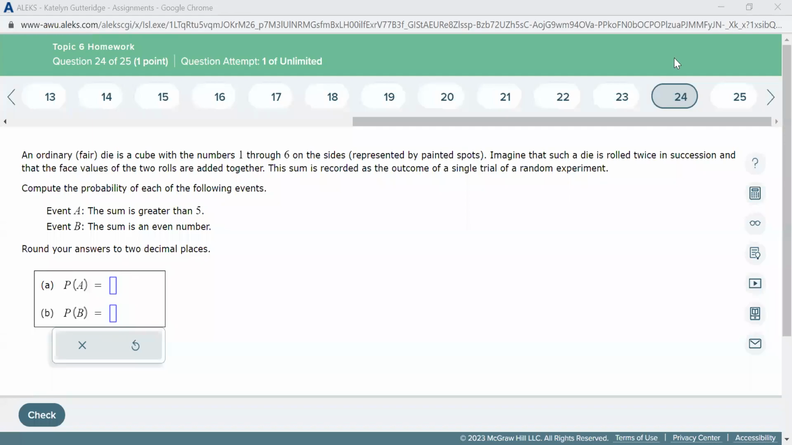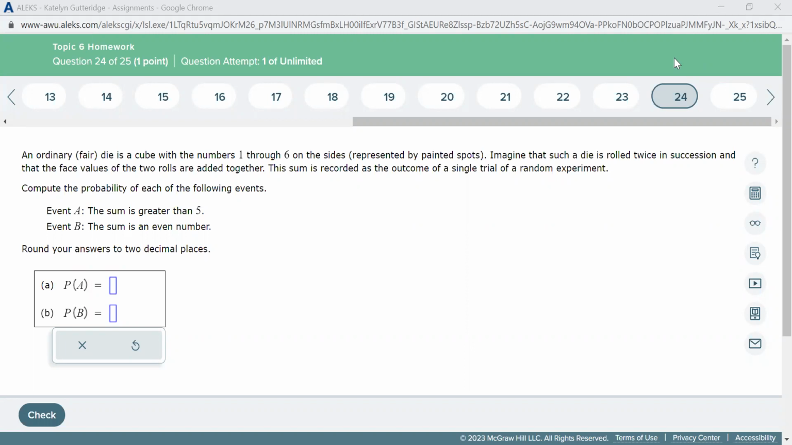Hi class. In this video, I'm going to go over topic 6 homework number 24. In this problem, you are taking a fair 6-sided die and rolling it twice. Each of these rolls is recorded, and you're finding the probability of different combinations of rolls. You're actually going to find the probability of the sum of the combination of rolls.